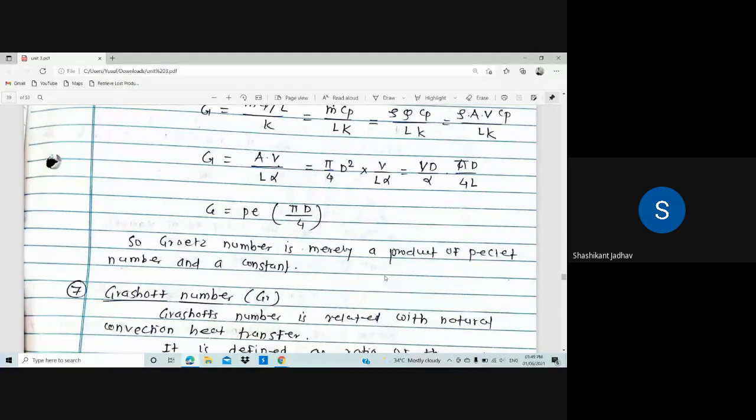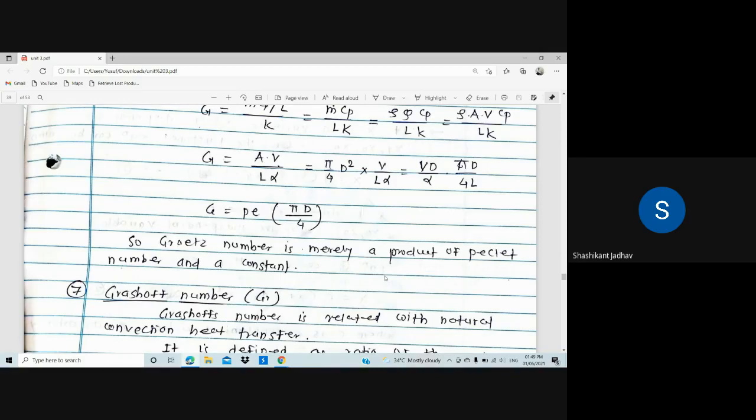As we know, thermal diffusivity, that is alpha, is nothing but K divided by rho into Cp. Instead of that we write alpha. What is alpha? K divided by rho into Cp. So the equation becomes G is equal to A into V divided by L into alpha.